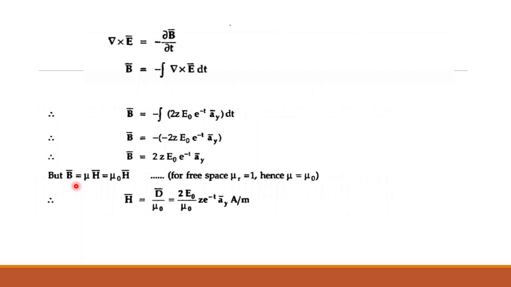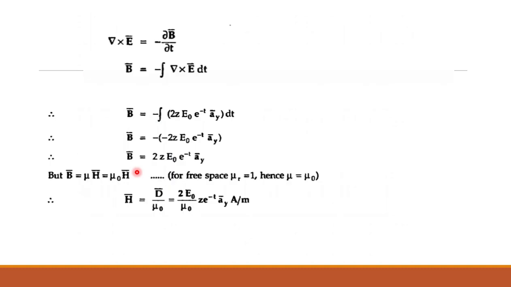But what is B? B is equal to mu naught H, so we can find H from the B. The space is free space, and for free space mu r is always equal to 1, and mu is equal to mu naught. Therefore H is equal to B bar divided by mu naught, and that is equal to 2 E naught divided by mu naught, z e raised to minus t a_y cap, ampere per meter. We can keep this equation as it is. Don't put the value of mu naught, or after putting the value of mu naught some constant will be generated. So as per that constant you change the H bar.